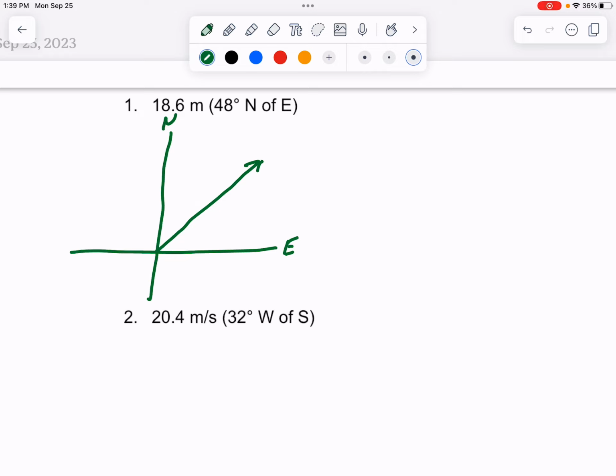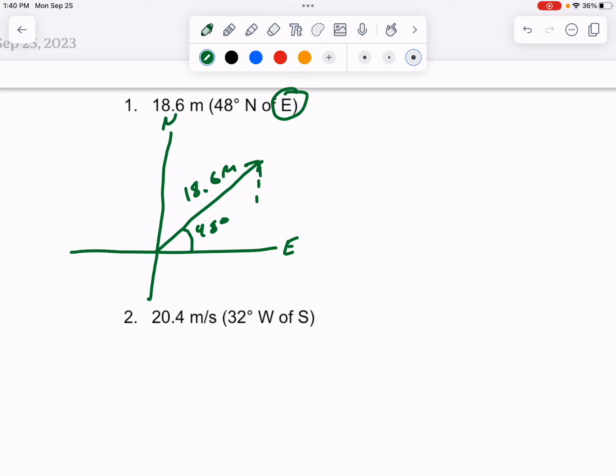So be careful with this. It's always going to be your last letter. That is the direction that the angle line is touching. So it's going to touch east and then go north of it. My angle is going to be 48 degrees, and my hypotenuse is 18.6 meters. Anytime you see a measurement like 18.6 meters with a degree and direction, that is your hypotenuse.